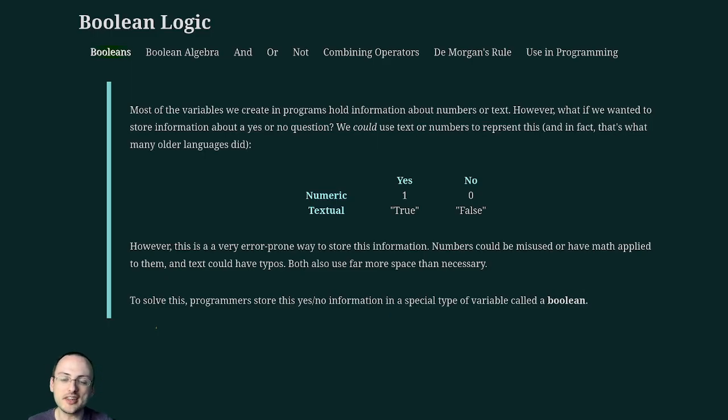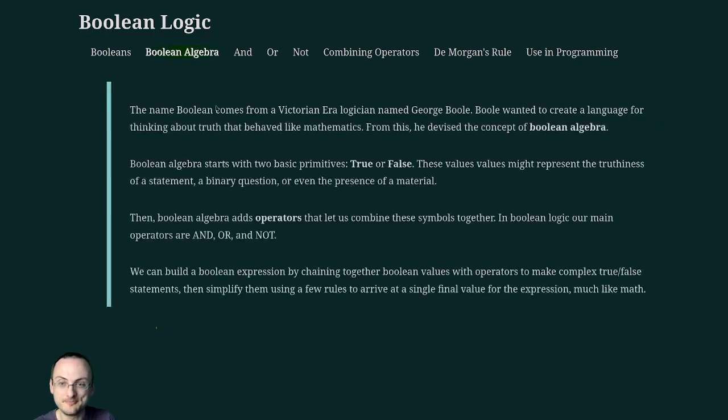So to solve this, programmers actually created a third primitive type of value, a third literal value we can put in our programs, and that is what is called a Boolean. In a little bit, we'll look at how Booleans get used in programming, sort of where they come from. But before we do that, I want to talk a little bit about this name Boolean, where it comes from, and sort of some stuff that's not purely programming related. And that is going to be our concept of Boolean algebra.